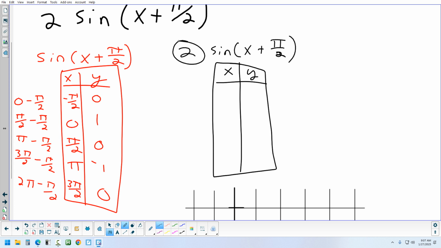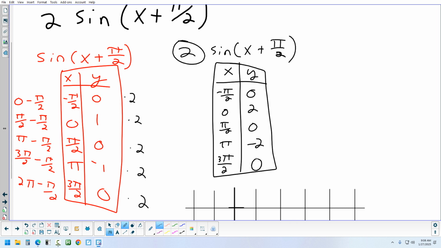So copy your x's from the previous table. So negative pi over 2, 0, pi over 2, pi, 3 pi over 2. And what are we going to do to all the old y values to get the new ones? Yep. Multiply that by 2. Yeah, do it times 2. Oh, easy. And that's going to be my final y values. 0, 2, 0, negative 2, 0. And that's it. So that's how you do a multi-step. It's really just like doing 2 problems.